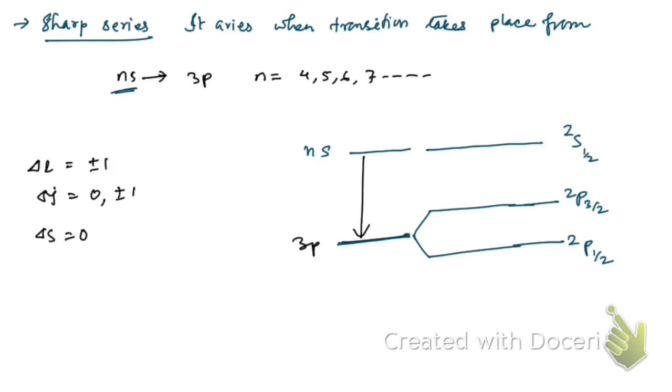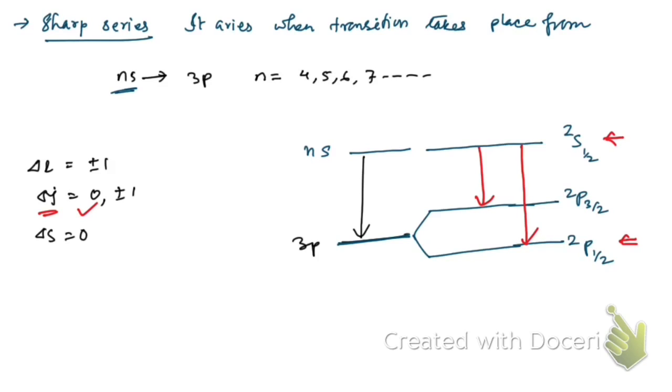So here you can see that the spin quantum number in both cases is the same, half, so definitely ΔS is 0. And here you see the transition is allowed from this level to this one and this level to this one as well, because ΔJ in these two cases, half minus half, is 0, which is allowed.